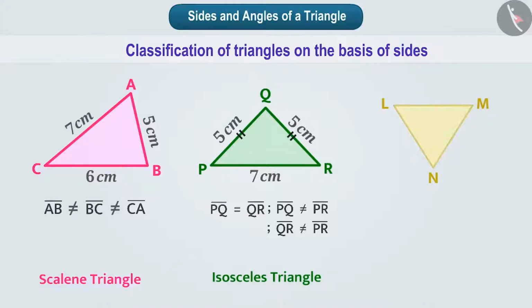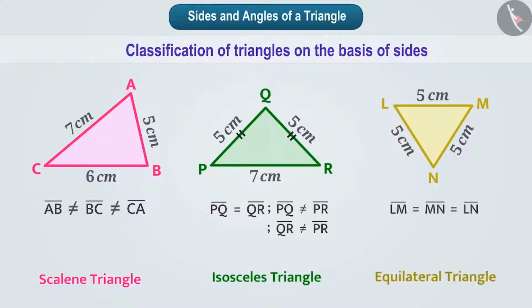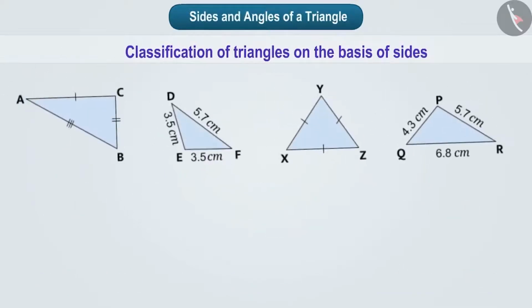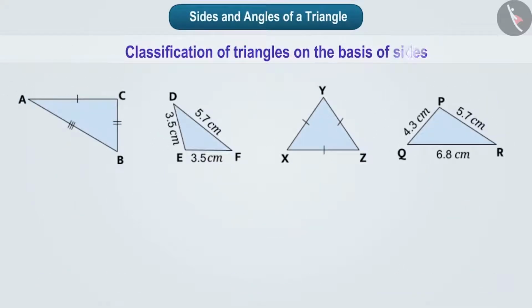Now, if we talk about triangle LMN, it has LM equal to MN equal to LN equal to 5 cm. That is, all three sides are equal. A triangle whose three sides are equal is called an equilateral triangle. Now, will you be able to classify the given triangles on the basis of their sides? Try it.